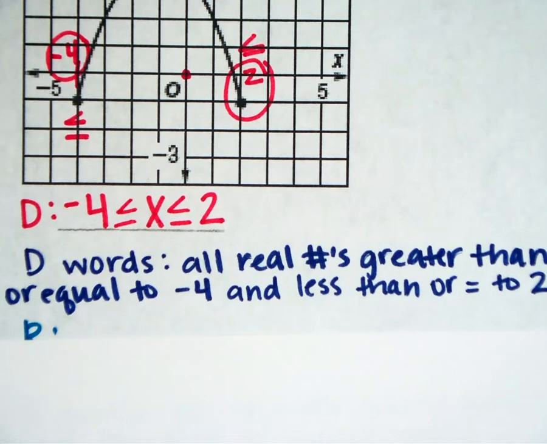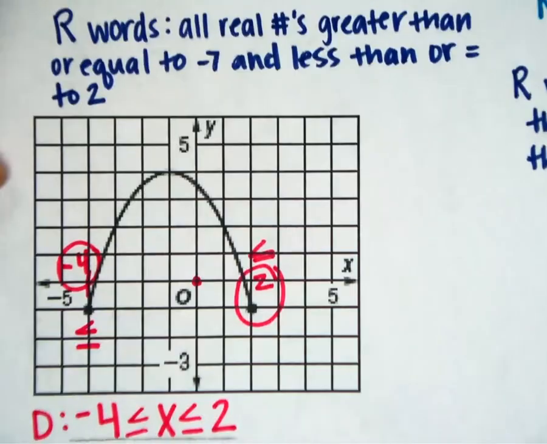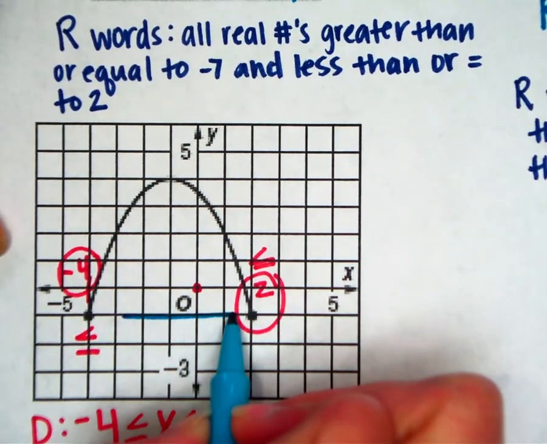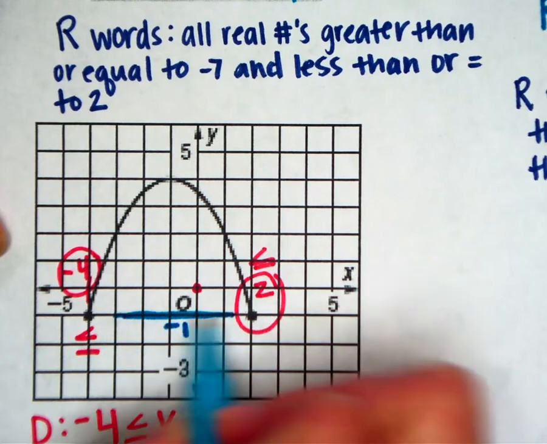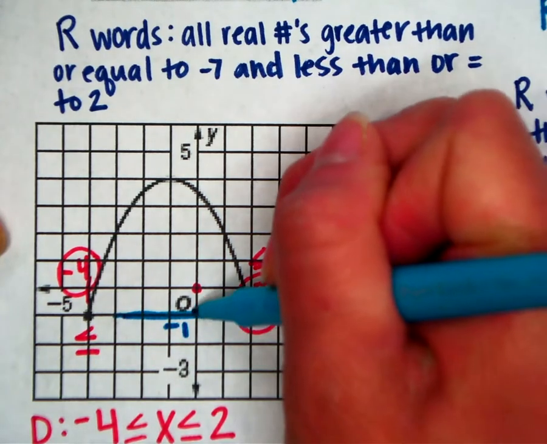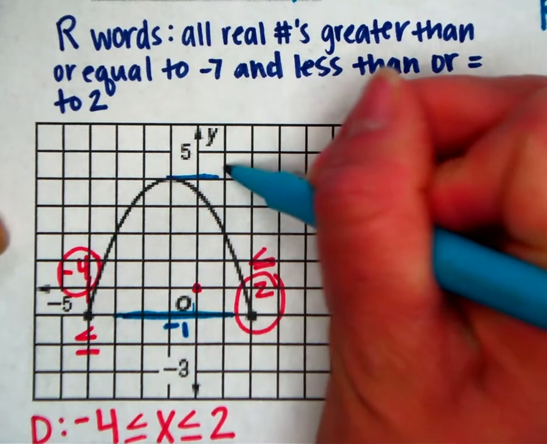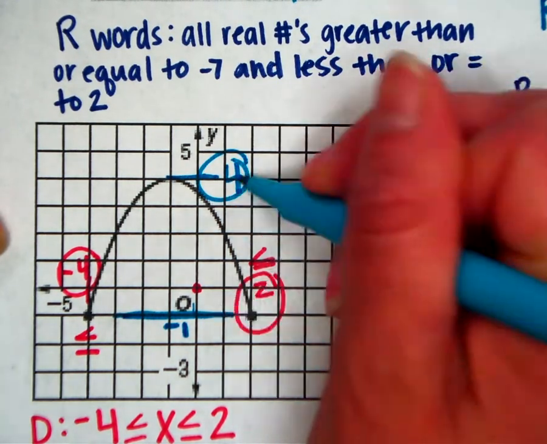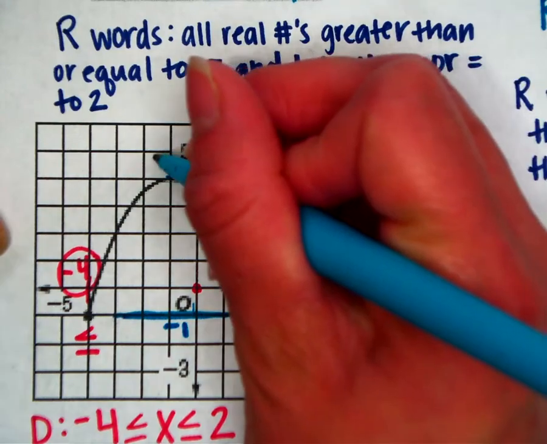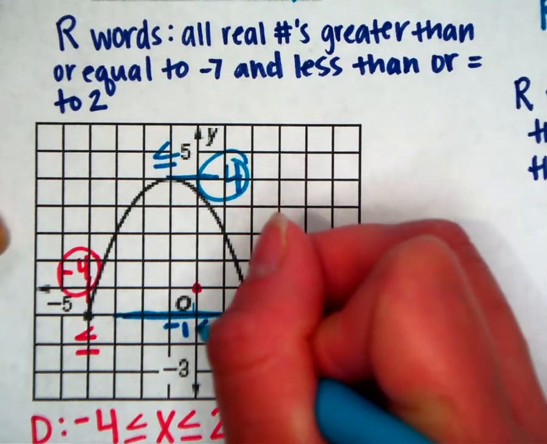Now to find the range, you look from bottom to top. So from the bottom of your graph, it begins at negative 1. So both of these begin at negative 1, all the way to the top of your graph. The top of your graph ends at positive 4. Both of these are closed circles, so at 4, it's less than or equal to. At negative 1, it's also less than or equal to.